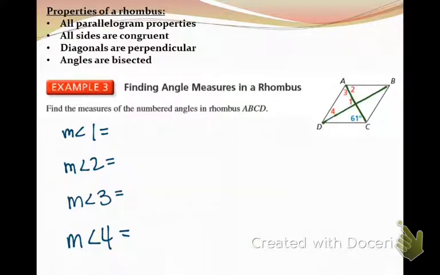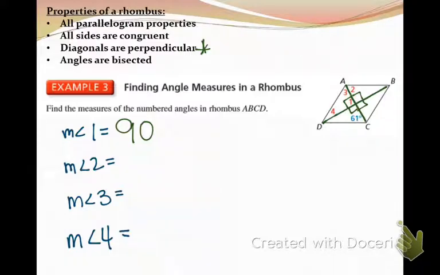Someone did say what does help me. They're perpendicular. So where they intersect, they form 90 degrees. So all of these are 90 right here. So, because the diagonals are perpendicular, angle 1 is going to equal 90. The diagonals do bisect the angles, but it didn't really help me right here.